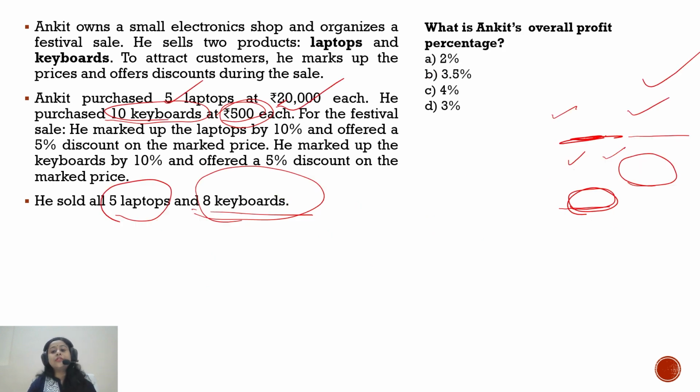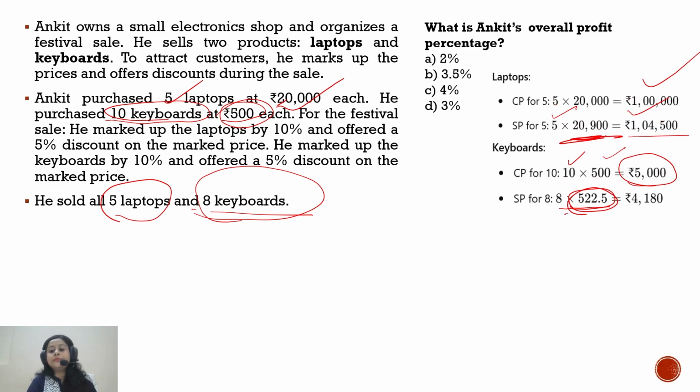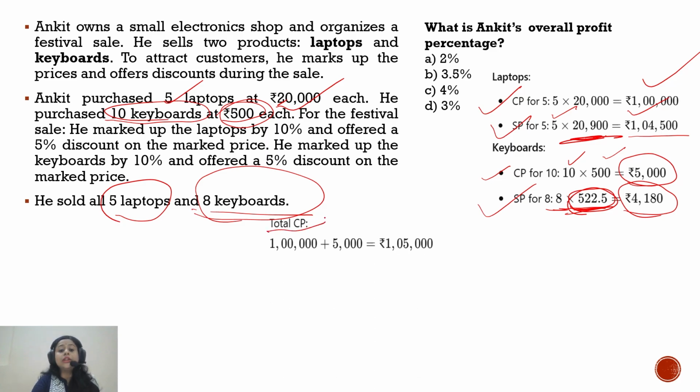So the selling price of each keyboard will be 522.5, and since he has sold only 8 keyboards, we have to multiply the selling price of each keyboard with 8, and finally we got 4180 as the total selling price of 8 keyboards. So we have the cost price of laptops and keyboards. We have the selling price of laptops and selling price of keyboards. Now we have to find out the total cost price. What is the total cost price on both laptop and keyboard?